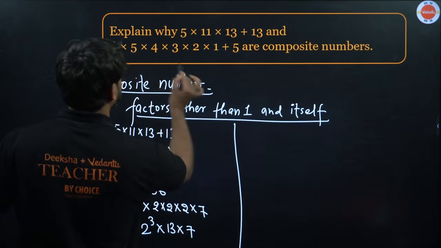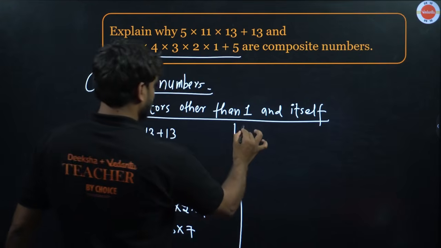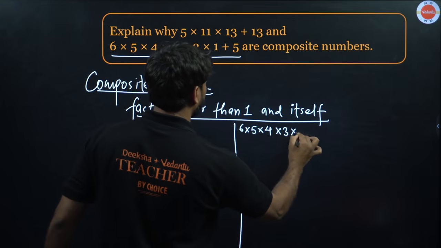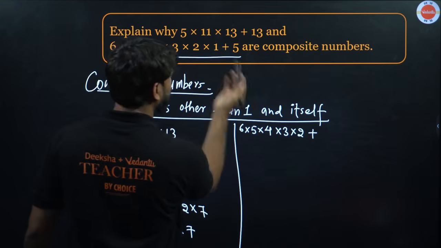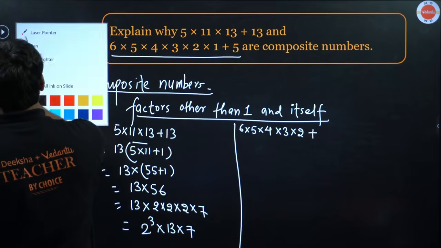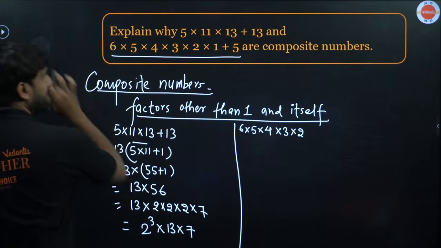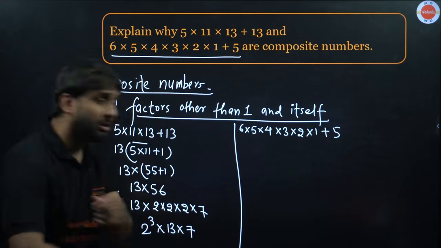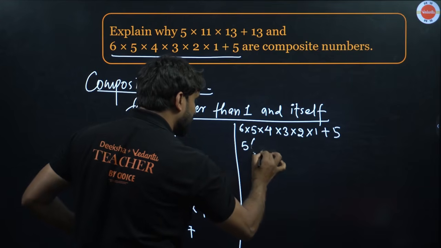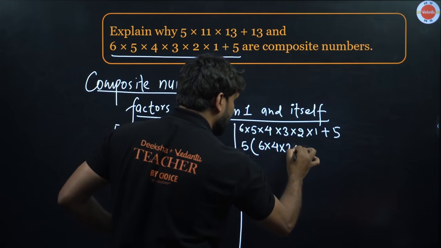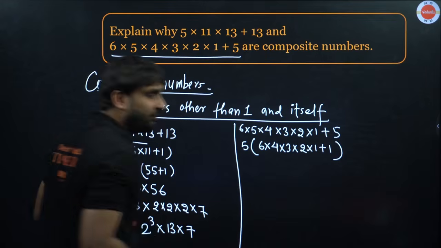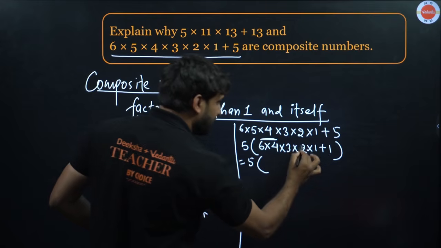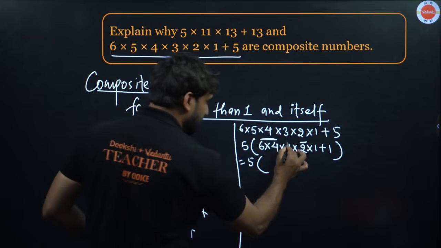Now the second number, look at the second number. This is the second number: 6 into 5 into 4 into 3 into 2, and then a plus sign. 2 into 1 is also there, so let's write 1 also. So 1 is also there, my dear champion. So this is 1 plus 5. What can we do here? Modification. We can take 5 as common. If we take 5 as common, this will become 6 into 4 into 3 into 2 into 1 plus 1. We have taken 5 as common.